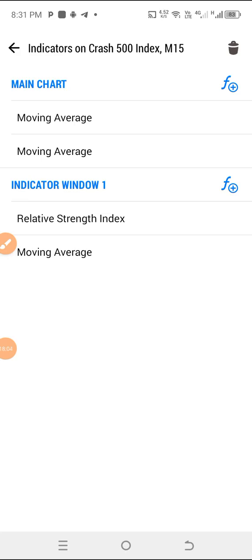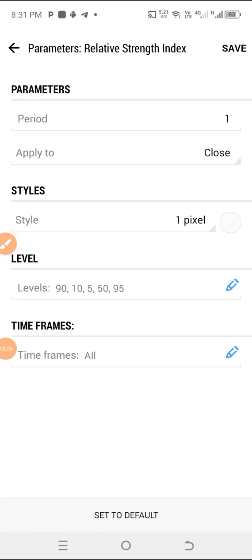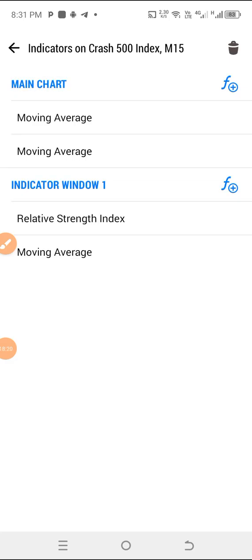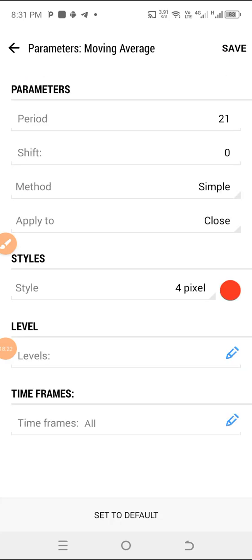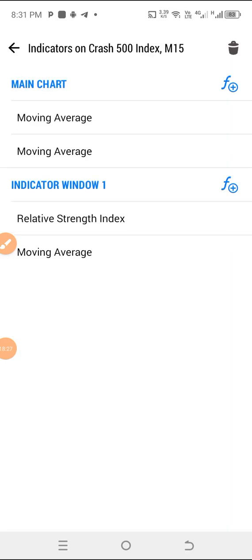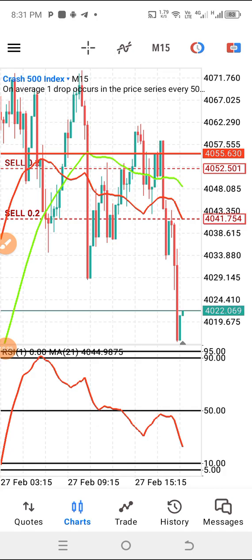Then your window one, your RSI first, period one. If you don't need the period, make sure you change it. It's tied to your background color. What we need is the levels 90, 10, 5, 50, and 95. Then you click on save once you are done. Then the last one is moving average 21, simple, close. Then use any color of your choice. When you are done, everything will look exactly like what I have here. Follow the instruction from 1 hour to a 15-minute time frame. These are the two time frames you need.